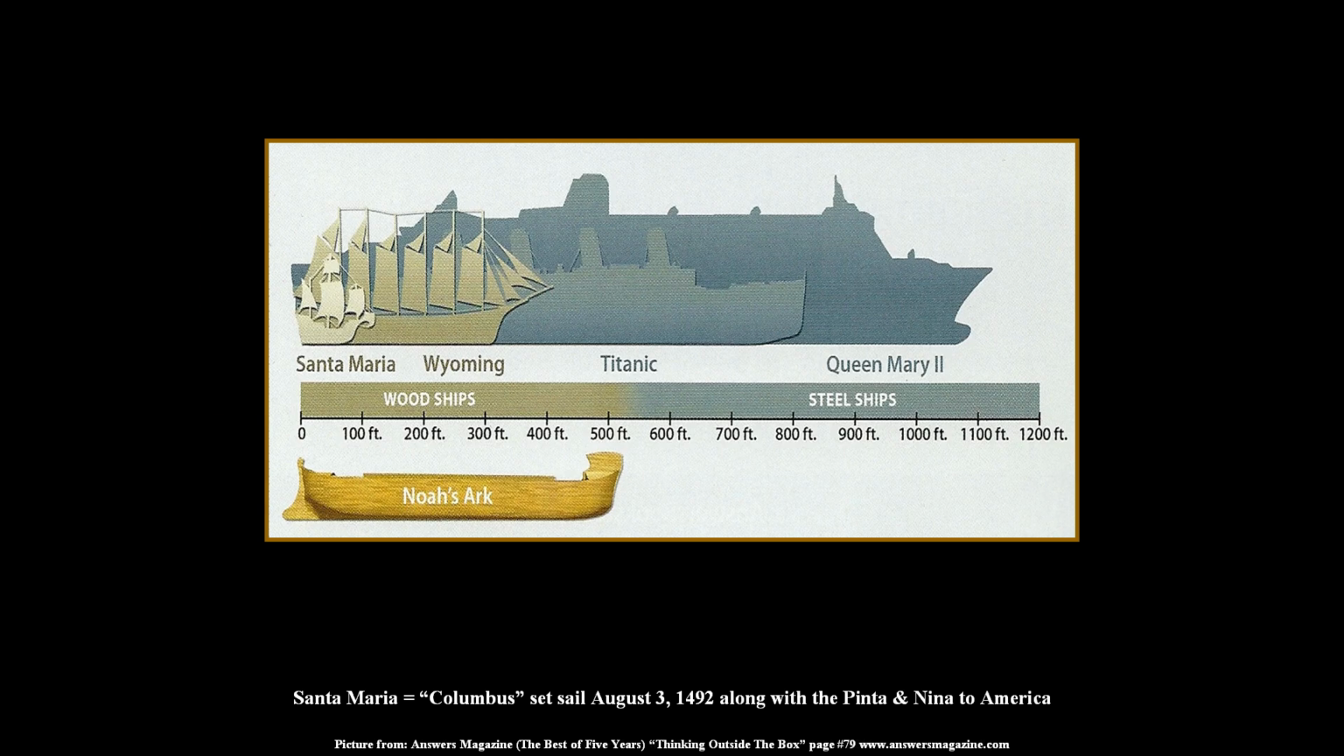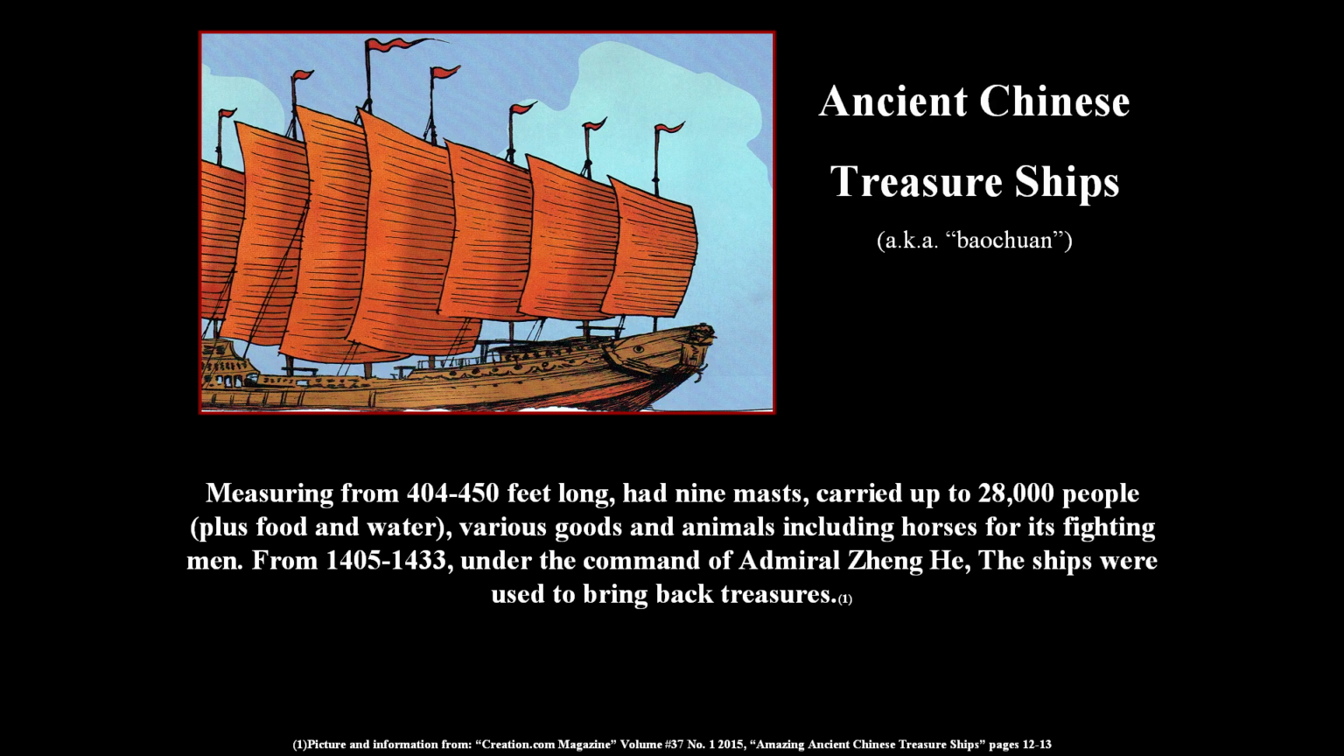Now, this is ancient Chinese treasure ships, aka, I'm going to try to pronounce that, the Baochuan. I'm just trying on that one. I probably messed it all up. It measures from 404 to 450 feet long. It had 9 masts, carried up to 28,000 people, plus food and water, various goods and animals, including horses for its fighting men, from 1405 to 1433. Under the command of Admiral Zheng He, the ships were used to bring back treasures.